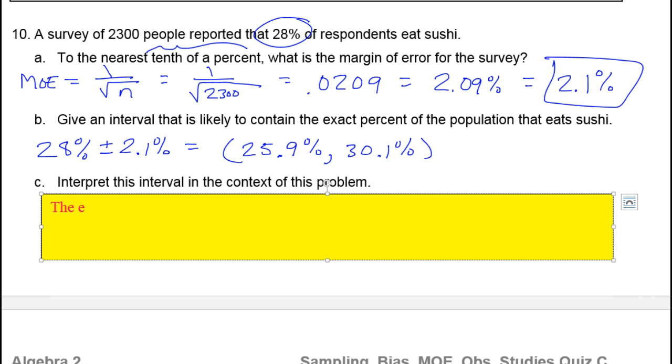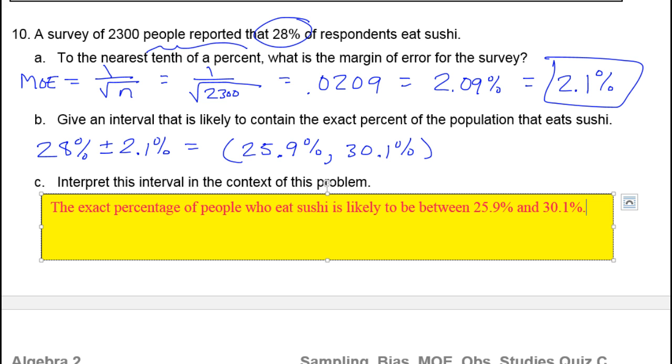Okay? So that means, and this is the answer to part C, the exact percentage of people who eat sushi is likely to be between 25.9% and 30.1%.